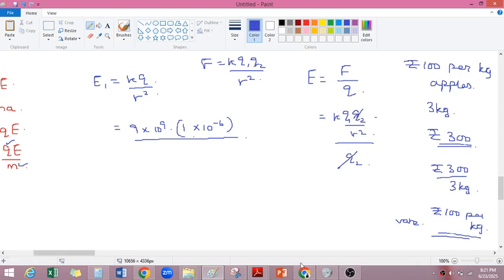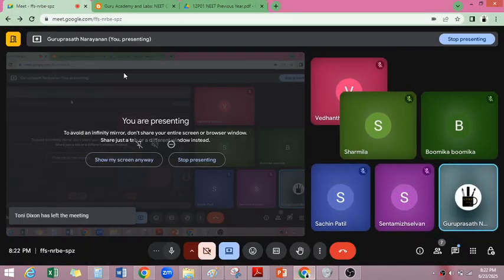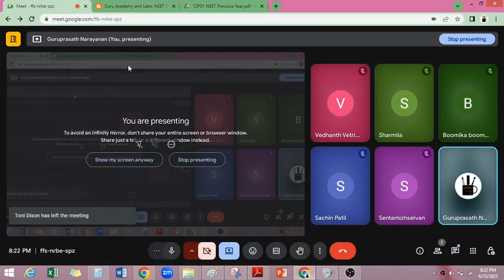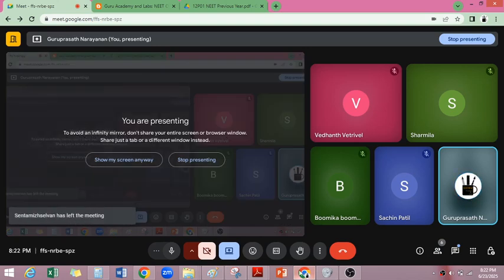Okay, everyone following that? Anybody not following it? Please let me know. Sachin Patil, were you able to follow what I said? Electric field is nothing but force by Q. So that's why one of the Q gets cancelled out. Okay. Sachin Patil. No answer. Bhumika. Yes, sir. Following? Okay. Bhumika following. Sharmila following.